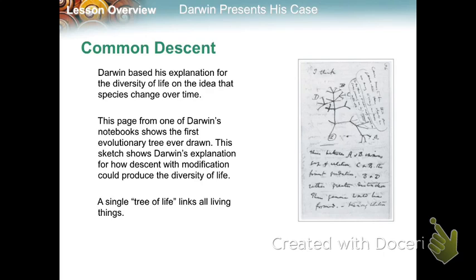So Darwin based his explanation on the idea that species change over time. This is a page from one of Darwin's notebooks that shows the first evolutionary tree that was ever drawn. So he was trying to put together the story of how different organisms were related to one another. And what this is saying is that a single tree of life links all living things. That's what he was trying to figure out in this drawing.